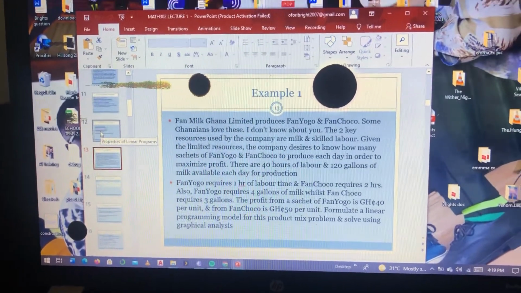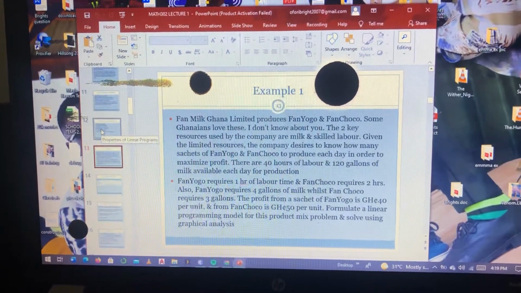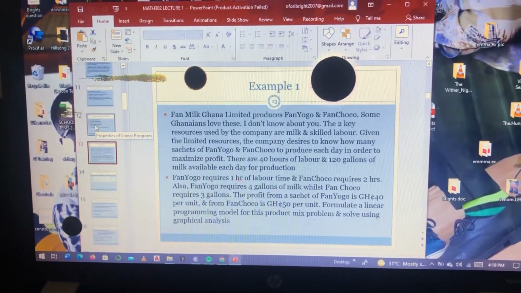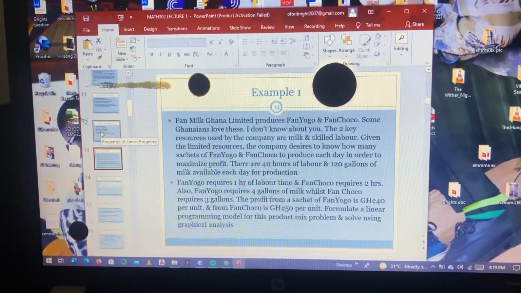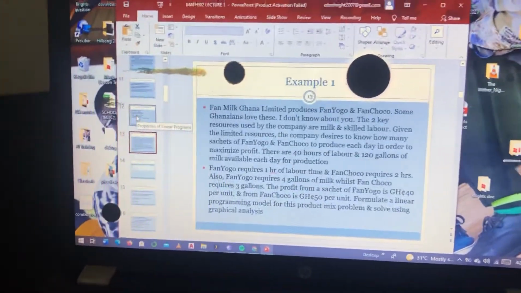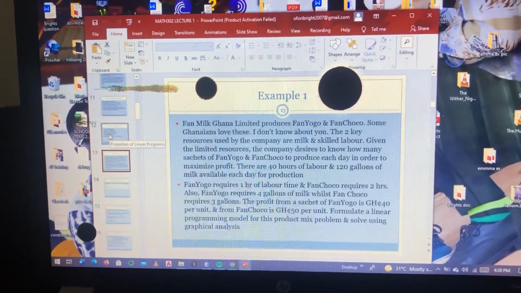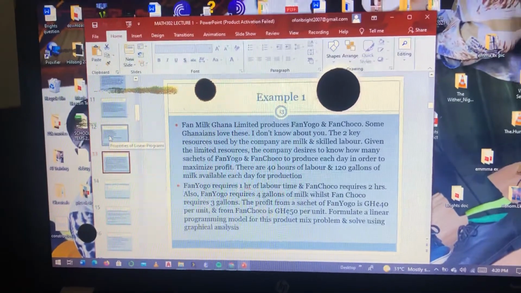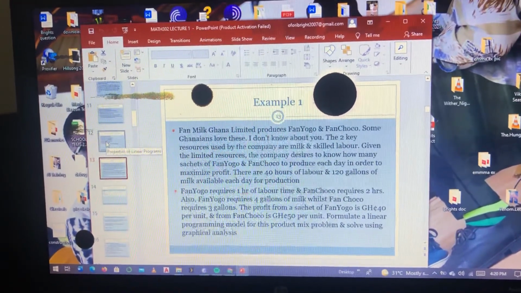There are 40 gallons of labor and 120 gallons of milk available each day for production. Fan Yugo requires 1 hour of labor time and Fan Chuku requires 2 hours. Also, Fan Yugo requires 2 gallons of milk while Fan Chuku requires 3 gallons of that. The profit from a sachet of Fan Yugo is 40 Ghana cedis per unit, from Fan Chuku is 50 Ghana cedis per unit. Formulate a linear programming model for this product mix problem and solve using the graphical analysis.